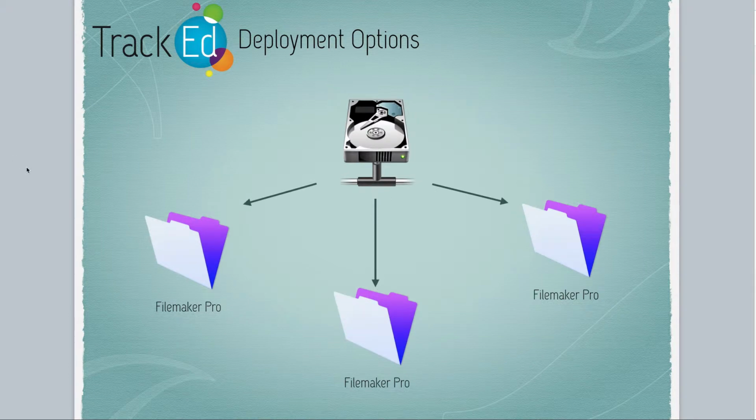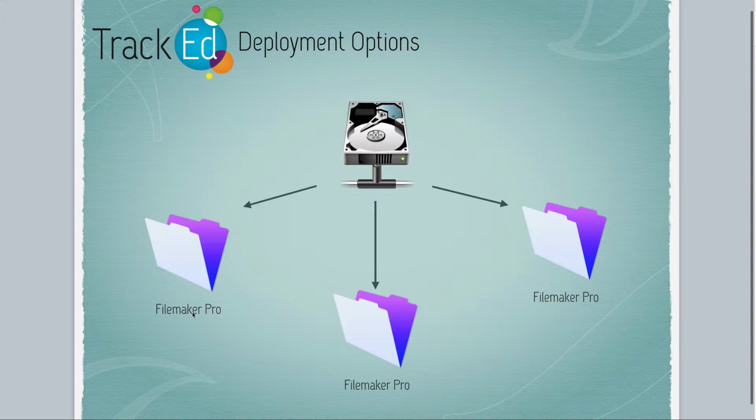Now we have some schools that will host, they'll put the TrackEd application folder on their network drive, and then they'll have a variety of Filemaker Pros that will access that directly. So using this method, the first Filemaker Pro to open the database will actually lock that database so that the other Filemaker Pros can't get in at that exact same time. So this deployment method is useful when you have a very small team. You don't need to access it at exactly the same time, and it just gives you that ability to share it amongst a multiple number of users.